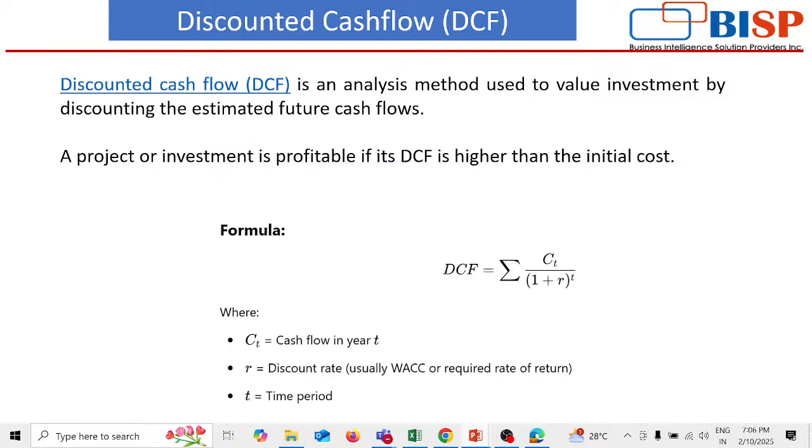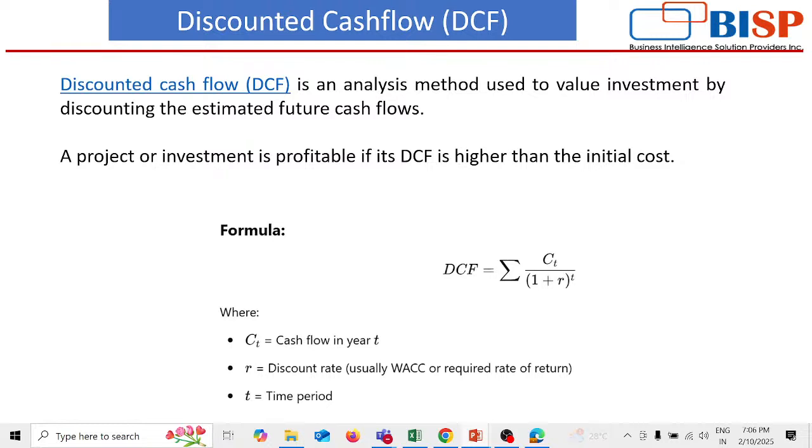Here in the formula you will see the components of DCF. First we have cash flow. So you can see the CT over here, this is cash flow. These are the expected cash inflows and outflows that will be generated by the investment in the future. This may include revenue, operating expenses, taxes and capital expenditure.